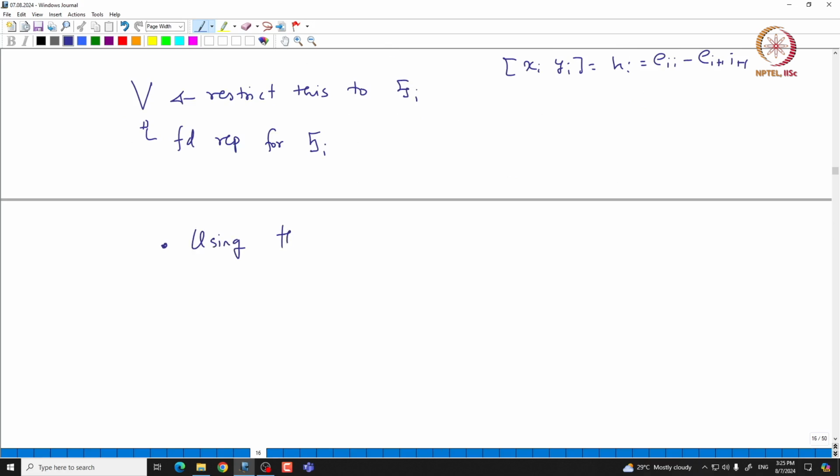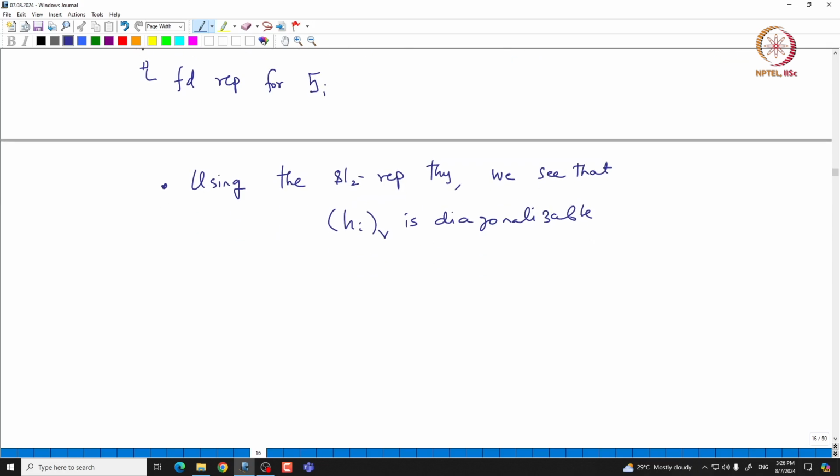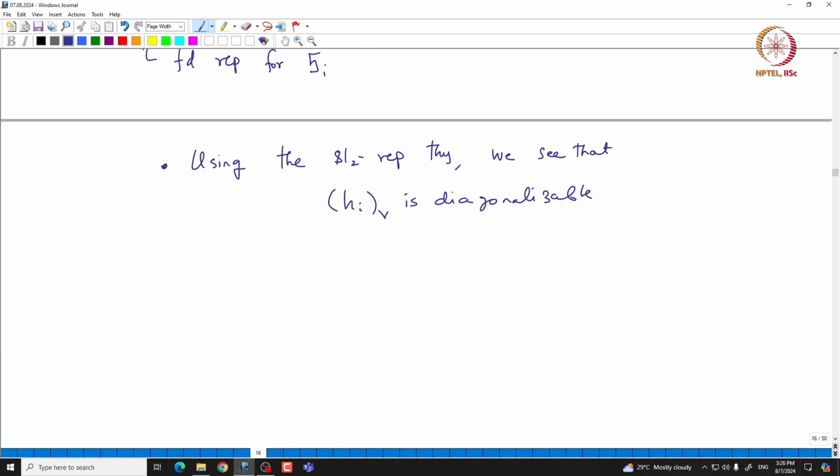Using the SL2 representation theory, we see that the action of Hi on V is diagonalizable, and not only that, any finite dimensional representation of SL2 is indeed completely reducible. So, it can be written as a direct sum of irreducible representations. For each irreducible representation, we know that the eigenvalues of H are integers. So, in particular, the eigenvalues that correspond to this operator Hi will be integers. Okay. So, this is A, and then B, the eigenvalues of this operator Hi on V are integers.